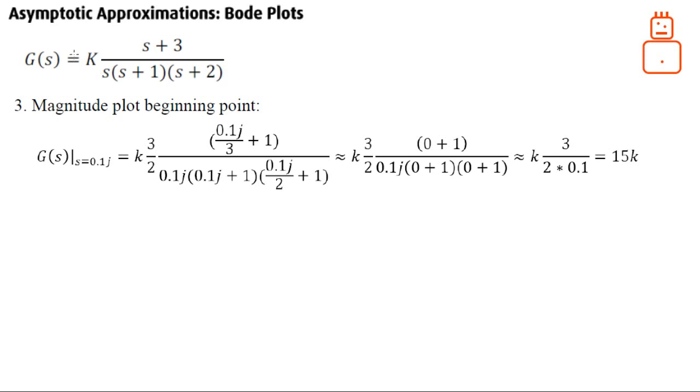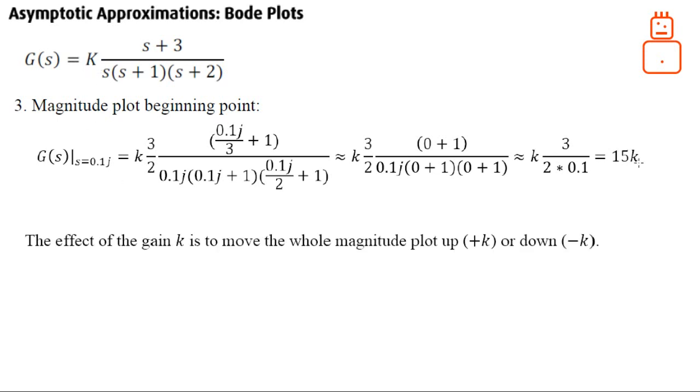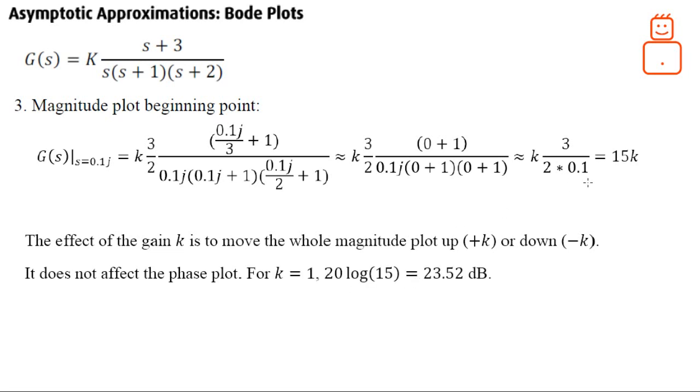K is the gain given in the transfer function. The K here doesn't affect the phase, but it will affect the magnitude. If we have a positive K, it will push up the magnitude by its value, and when it has a negative K, it will pull down the magnitude. So it doesn't affect the phase plot, but it affects the magnitude plot. If we assume K equal to 1 and take the logarithm of the 15, our system starts at 23.5 decibel when the frequency is 0.1 radian per second.